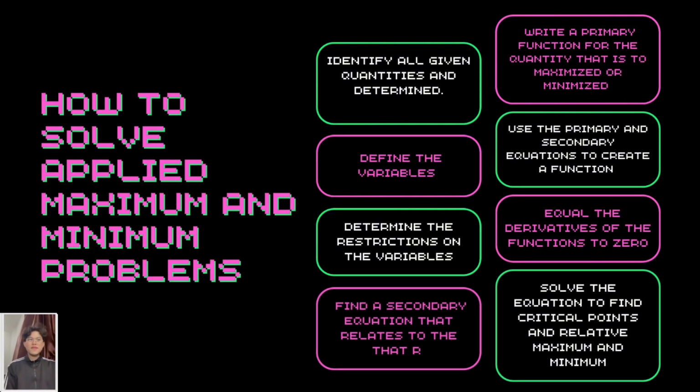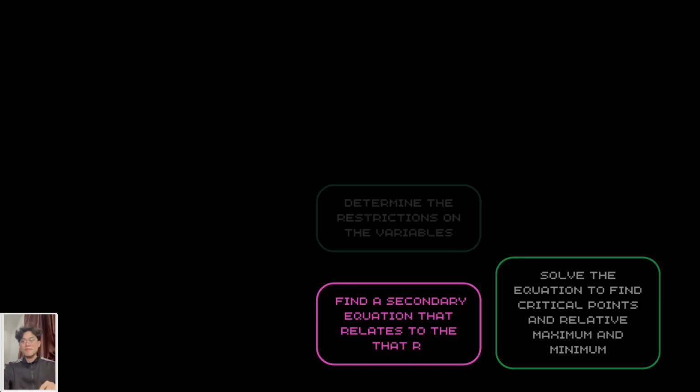Second, how to solve applied maximum and minimum problems. First, we need to identify all the given quantities and determine them. Second, define the variable. Third, determine the restriction of the variable. Fourth, find the secondary equation and relate it. Next, write the primary function for the quantity that is to be minimized or maximized. Next, use the primary and secondary equations to create a function. Next, set the derivative of the function equal to 0. And lastly, solve the equation to find the critical points and the relative maximum and minimum.